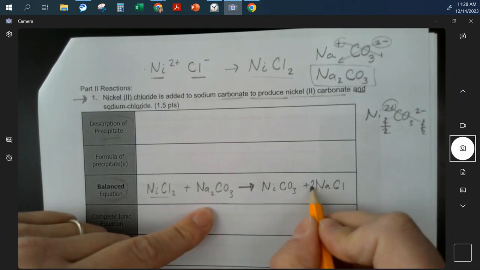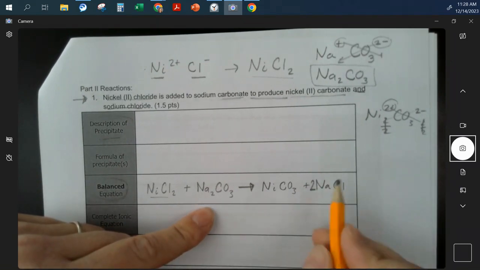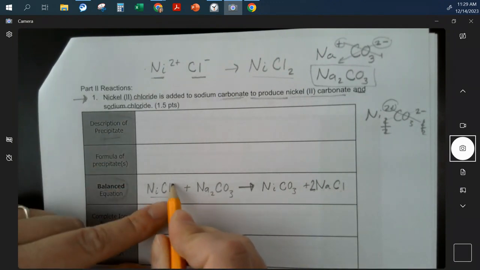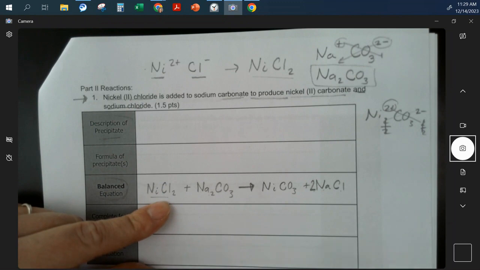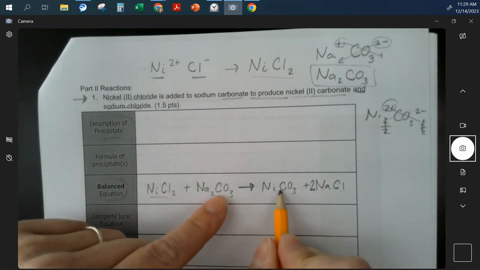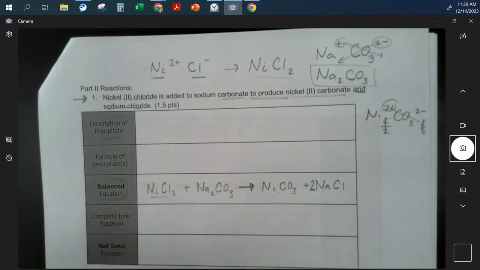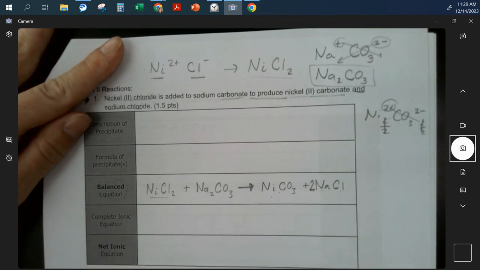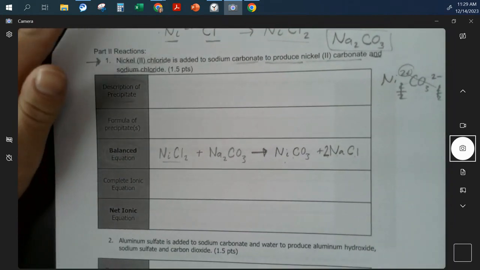Let's put a 2 on the sodium chloride. Okay, and that gets us 2 Nas, 2 Nas, 2 Cls, 2 Cls here, 1 nickel, 1 carbonate, 1 carbon, 3 oxygens. Okay, so that's balanced now. So that's what we're looking for, balance.